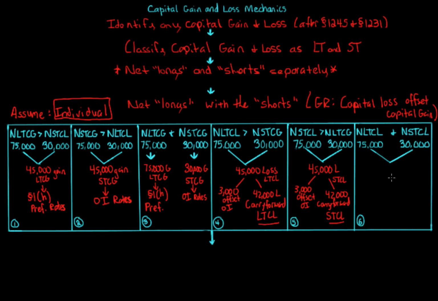So this is the final possibility. So we saw 1, 2, 3, 4, 5. Obviously the numbers will be different in practice, right? They're not going to be 75 and 30. But these give you 5 of the 6 possibilities you can have and how we do them with individuals. What if you have a net long-term capital loss and a net short-term capital loss, 75 and 30? Well, we get to sum those numbers. 105,000 loss total. So this is very important.